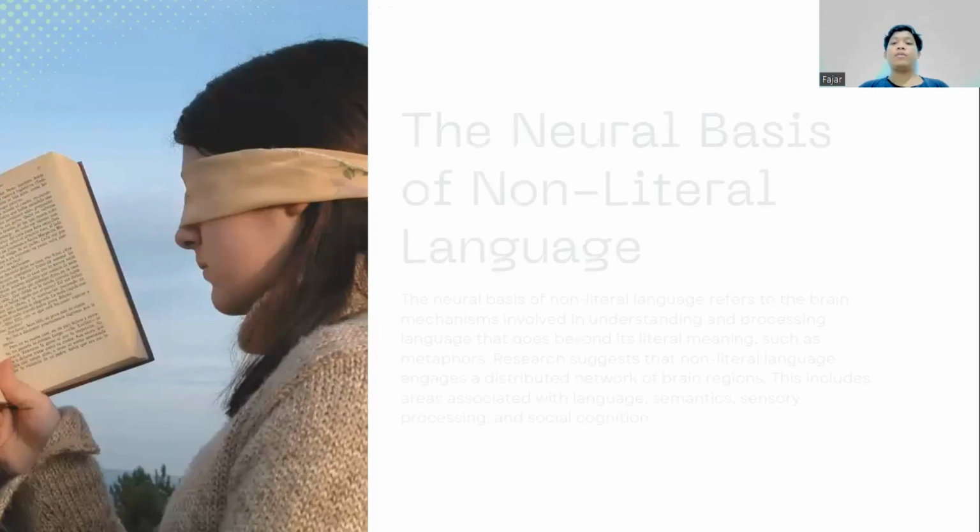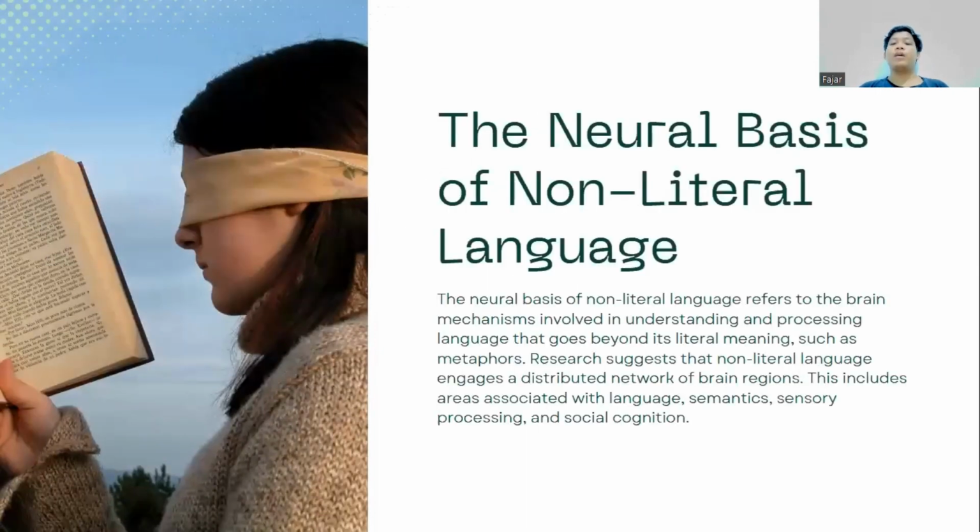Next slide is the neural basis of non-literal language. It refers to the brain mechanisms involved in understanding and processing language that goes beyond its literal meaning, such as metaphor. Research suggests that non-literal language engages a distributed network of brain regions, and this includes areas associated with language, semantics, sensory processing, and social cognition.